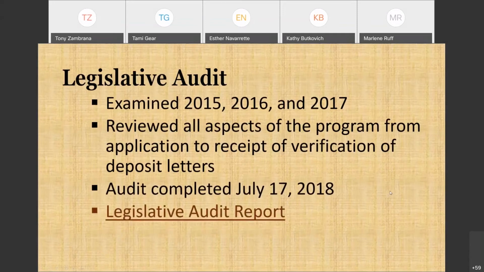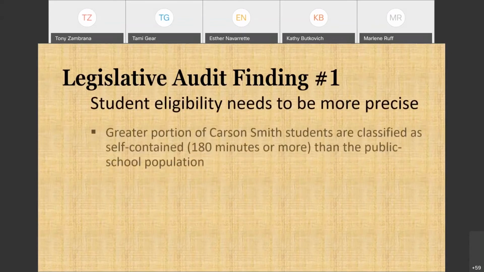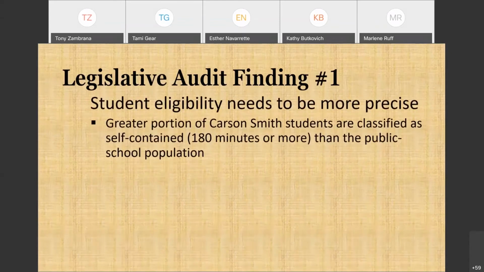If you would like to see the full legislative audit report, there's a link in the PowerPoint that you can go to, but I'm just going to highlight some of the things that were discovered. First of all, their first finding was that student eligibility needed to be more precise. When we were looking at all the student records, one of the reasons that I was pulled into helping the legislative auditor was that, as a school psychologist, I know how to look at eligibility.